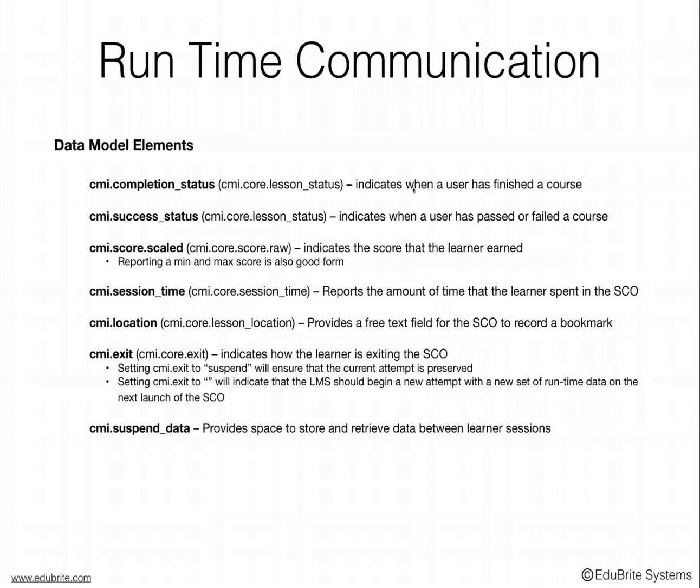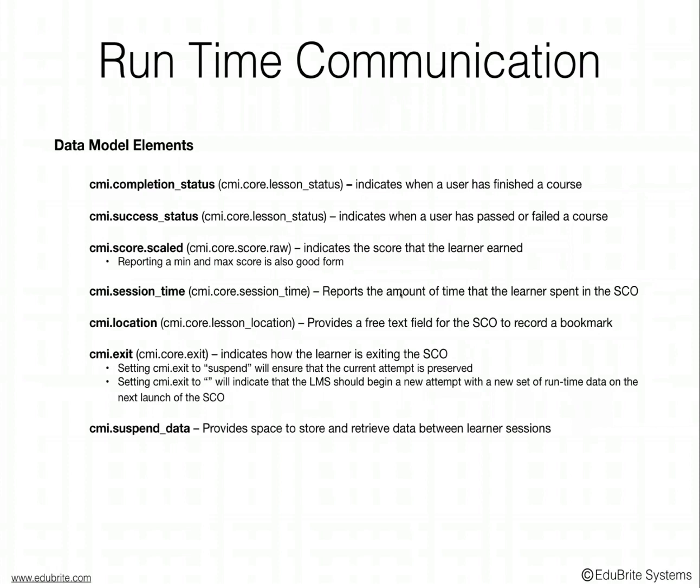And so completion status indicates when a user has finished a course. Success status, on the other hand, indicates when a user has passed or failed a course. You'll notice these two are the same for 1.2 here, and we're going to get into that. The score scaled indicates the score that the learner earned. Usually you'll want to pass along the minimum and maximum score as well.